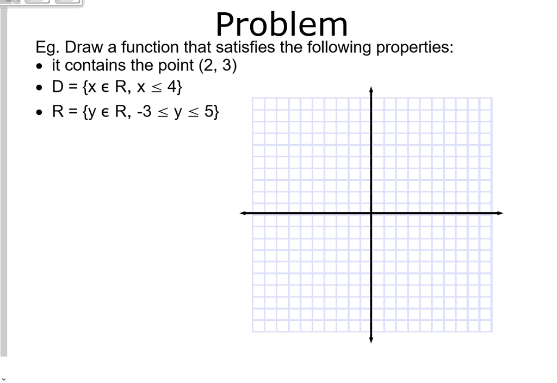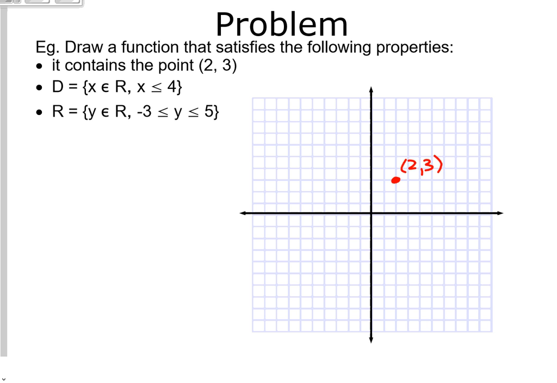All right, here's a quick little problem. We're given some parameters, and we're going to try to draw a graph that represents everything we're being told. Draw a function that satisfies the following properties. Number 1, it contains the point (2, 3). So let's go ahead and plot that point. (2, 3) is right here. I'm plotting that point.